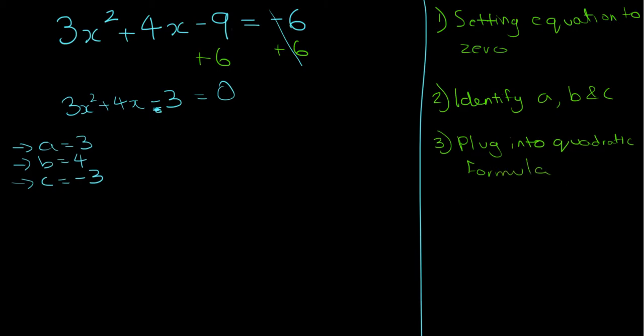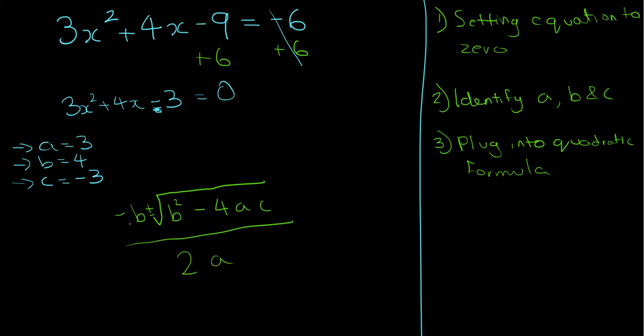Let's write out the quadratic formula: b squared minus 4ac over 2a. So let's start plugging in our numbers here. I'm just going to use this equation right here, and I'm just going to plug in the stuff.